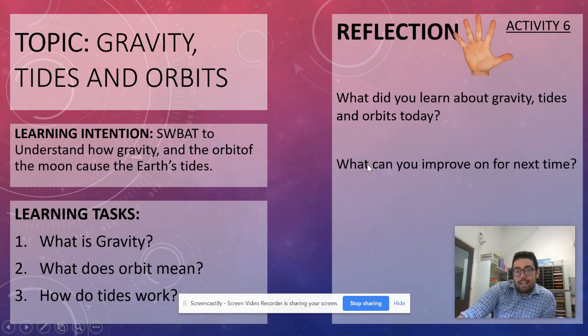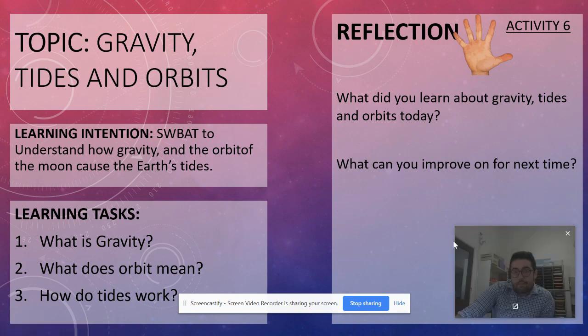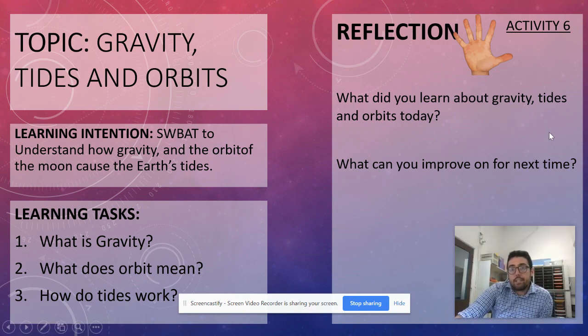All right, that's almost it, guys. We're just going to do our reflection. Our learning intention was that you'd be able to understand how gravity and the orbit of the moon cause the Earth's tides. What did you learn about gravity, tides, and orbits today? Our learning tasks were: what is gravity, what does orbit mean, and how do tides work? What you've learned about them, you can put in here, and what can you improve on for next time? Just a little bit of self-reflection there.